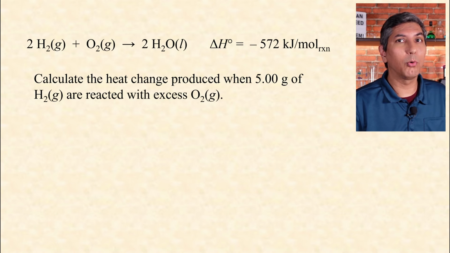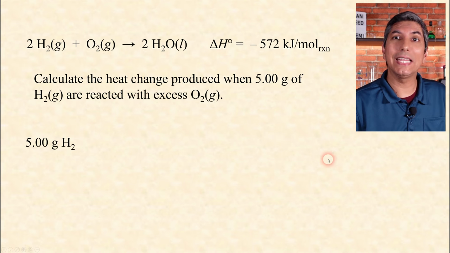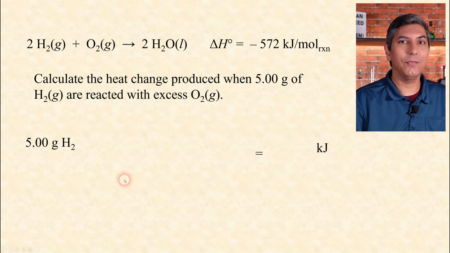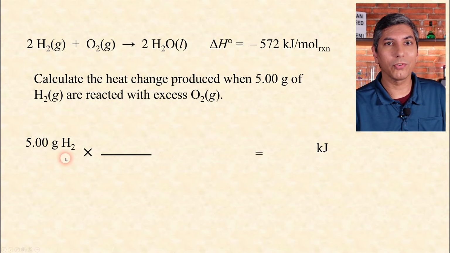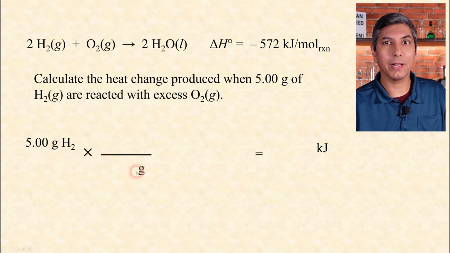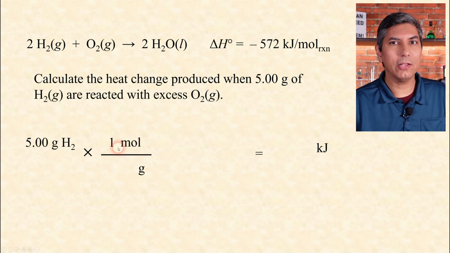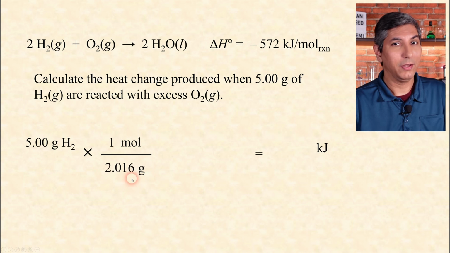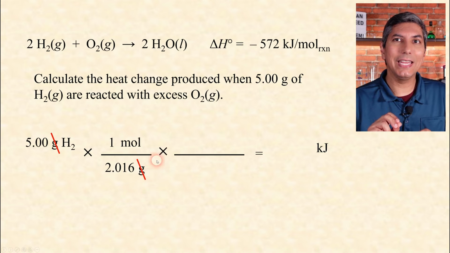We start with 5.00 grams of hydrogen, and the question asks us to calculate the heat change, which will be in kilojoules. So just like in any stoichiometry process, we always start by converting to moles. On the bottom, we put grams, so it'll cancel, and moles go on top. We can consult the periodic table and find that 1 mole of H2 has a mass of 2.016 grams. Grams cancel, top and bottom. In our second step, we convert to kilojoules.